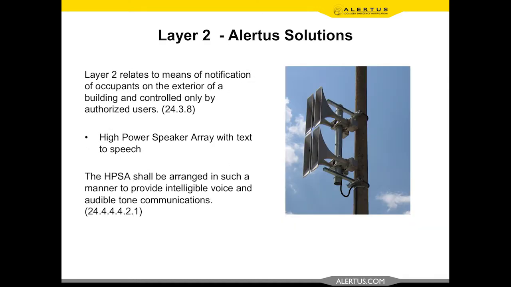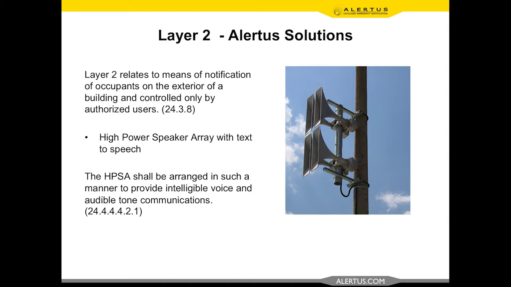Layer 2, as I mentioned, relates to means of notifications of occupants on the exterior of the building and controlled by only authorized users. Alertus provides the high-powered speaker array system with our innovative text-to-speech to be able to provide this notification throughout your outdoor areas. So this covers your layer 2.